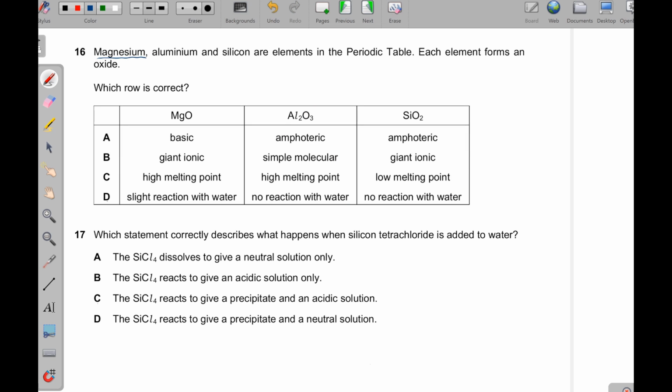Question 16. Magnesium, aluminium, and silicon are elements in the periodic table. Each element forms an oxide. Which row is correct? Now they are saying here, the first one, magnesium oxide is basic. Yes. Aluminium oxide is amphoteric. Yes, it can react with bases and acids. Then silicon 4 oxide is amphoteric. No, that one is not correct. So this one is actually acidic.